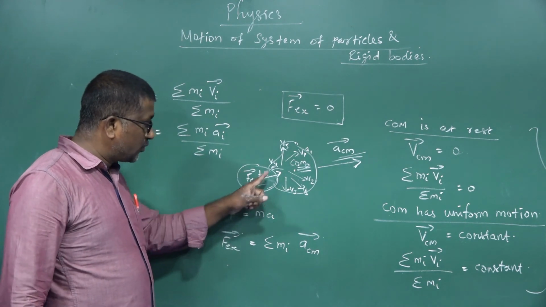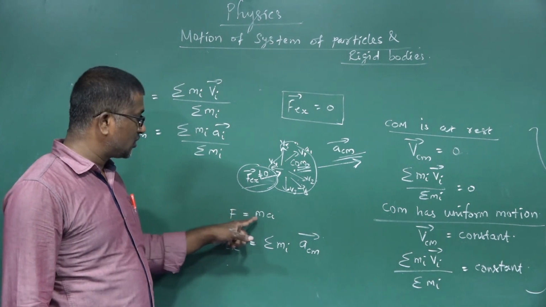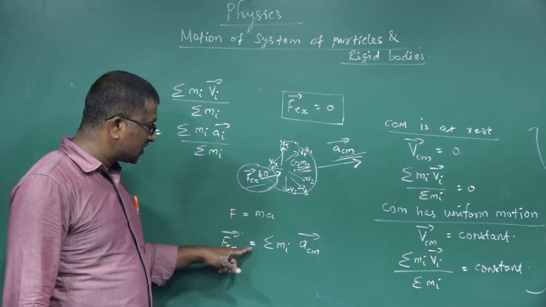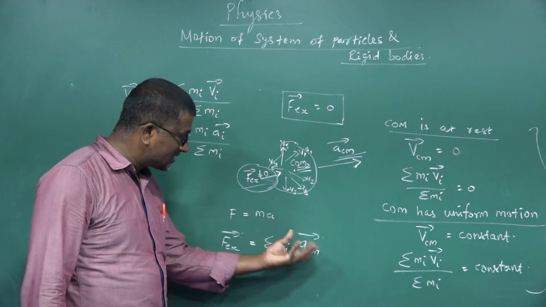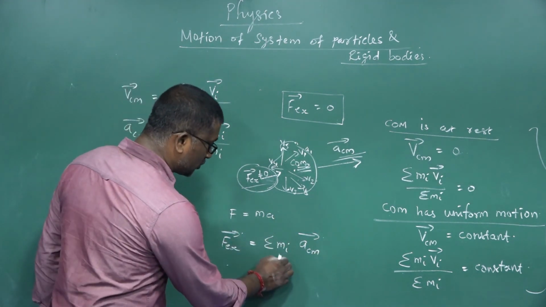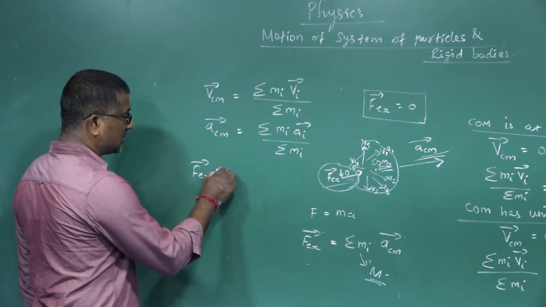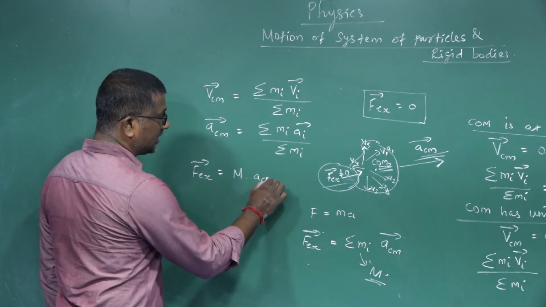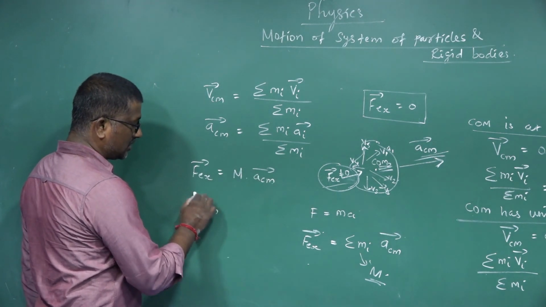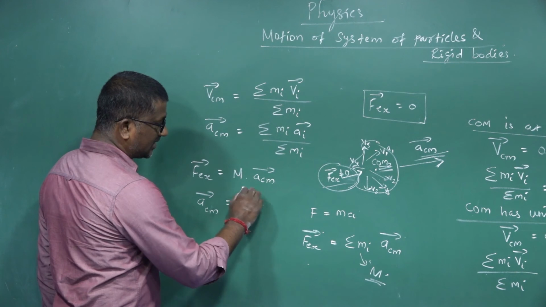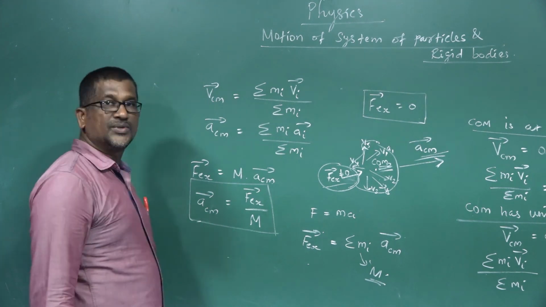If an external force is acting on a rigid body, the rigid body accelerates. From Newton's second law, F is equal to ma. So external force is equal to summation m_i, that is the total mass of the rigid body, into the acceleration of the center of mass. The summation of m_i is taken as M. Therefore, external force is equal to M into A_CM vector. Therefore, the acceleration of the center of mass is given by F external vector divided by M.